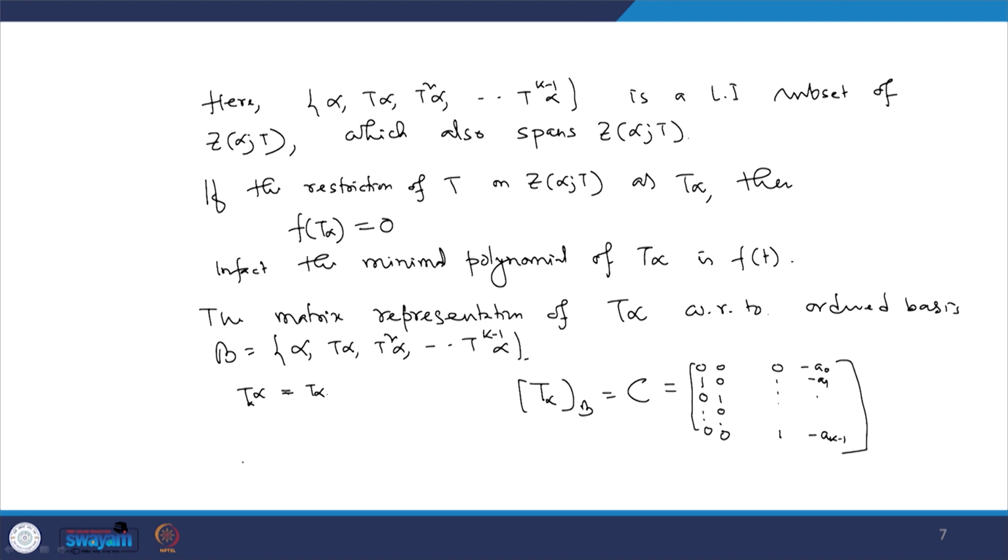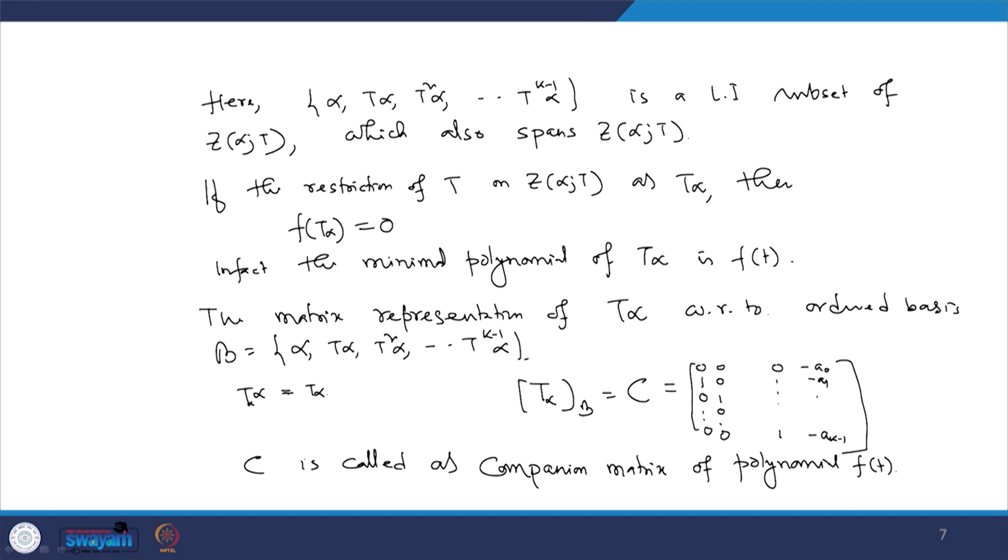So, here C is called the companion matrix of the polynomial f(t). So, the matrix representation here is basically the companion matrix of the polynomial f(t).